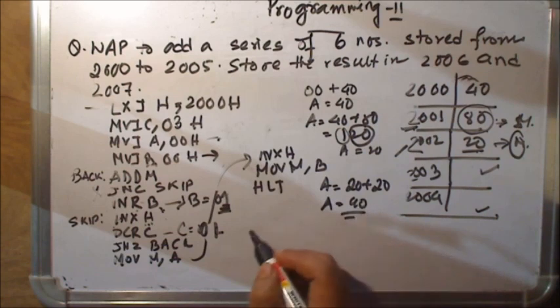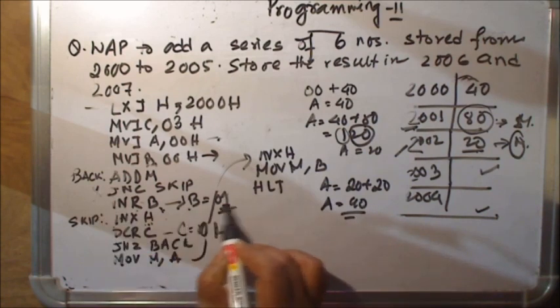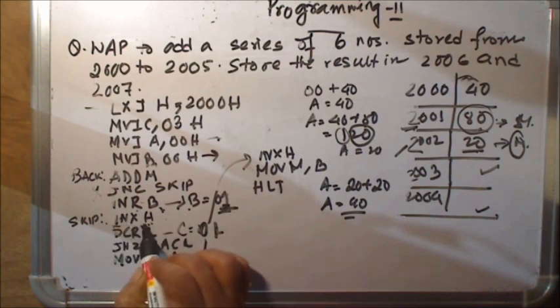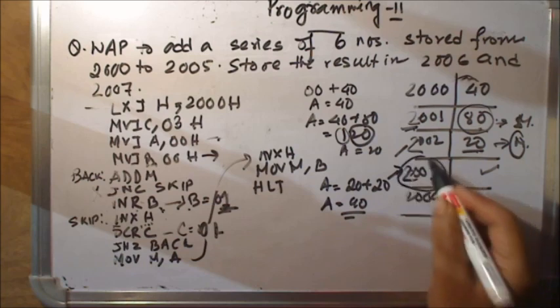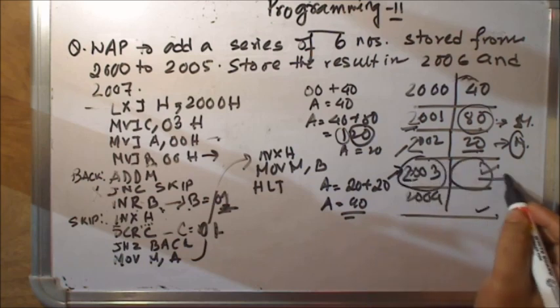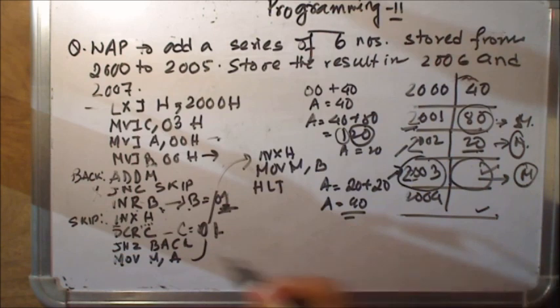So carry is not generated, so it will go to skip. B was 01, it will stay 01. Then INX H, H will be 2003. So this memory location will be your new M, right? Then DCR C will be 00. So it will come out of the loop.